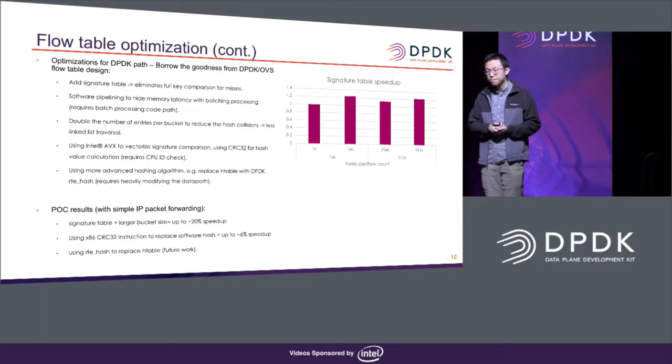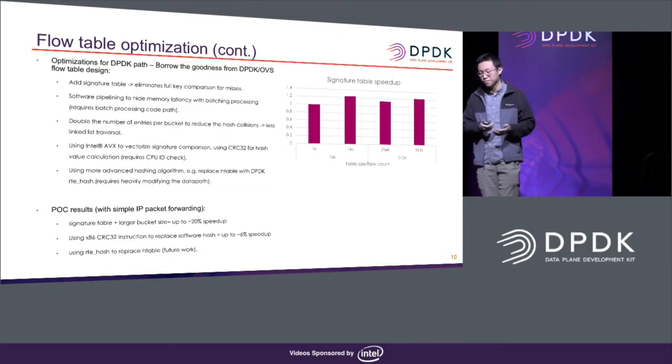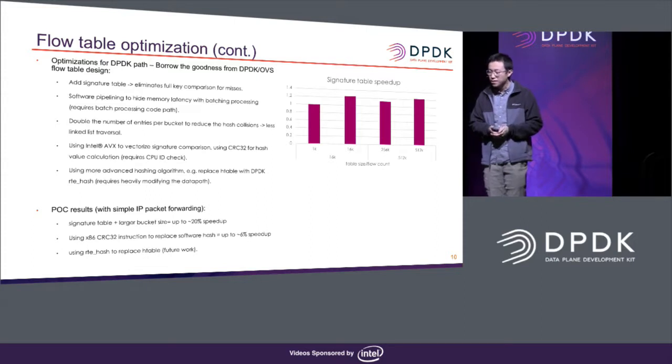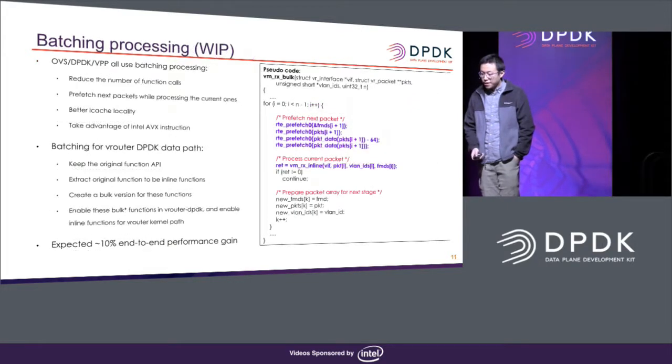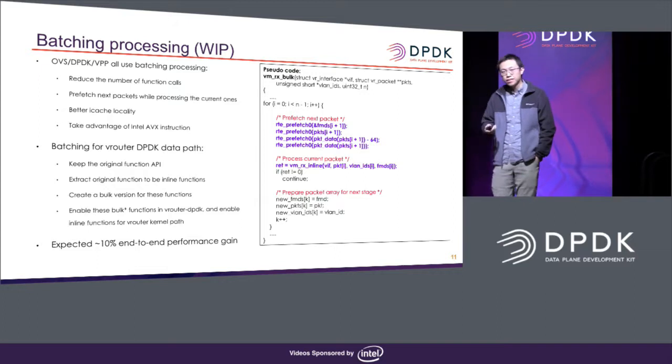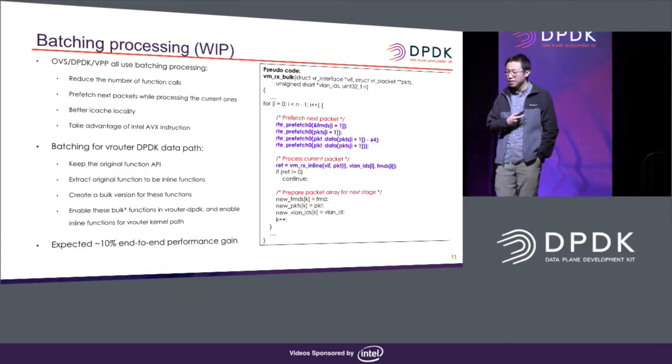So we have some POC results. We still work with Juniper and the MPG team in Intel to fix bugs and so on, but we see pretty good performance improvement from our POC. This is batching processing, mostly worked on in collaboration with our previous colleague Yang Yi.